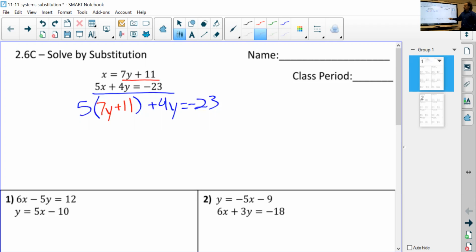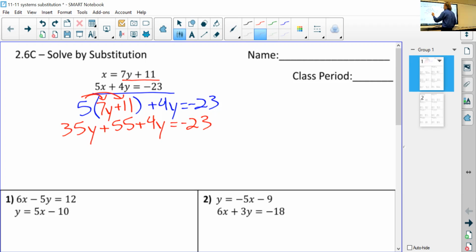Okay? So now we just have a multi-step equation, but there's only one variable we can solve for. So we just go through our steps. We start by distributing. 5 times 7 is 35y. 5 times 11 is 55. Bring the rest down: 4y, negative 23. You're going to combine your like terms. So 35y and 4y is 39y.